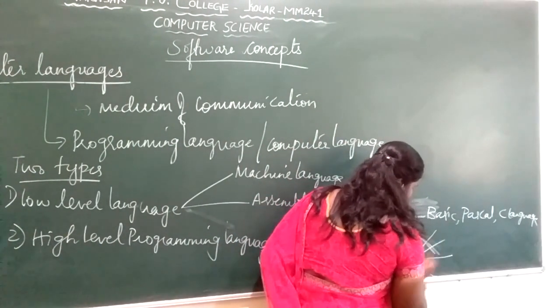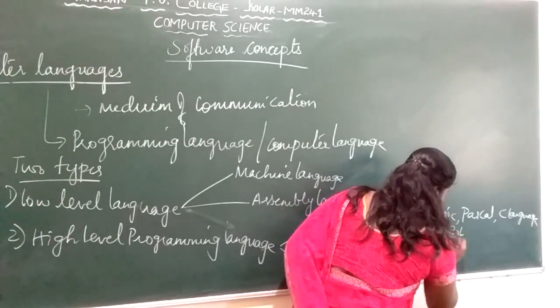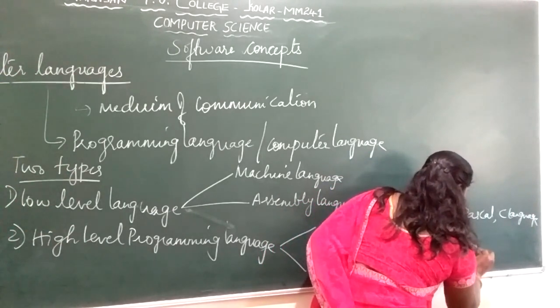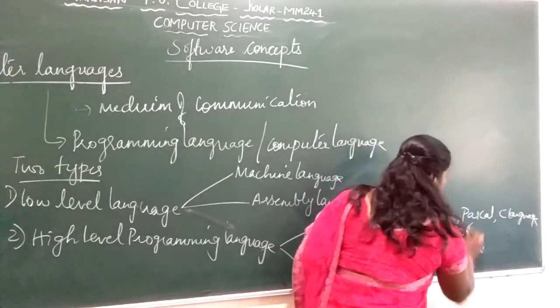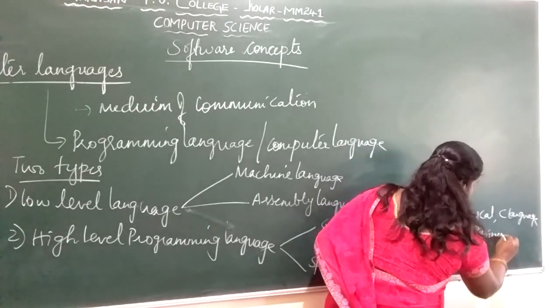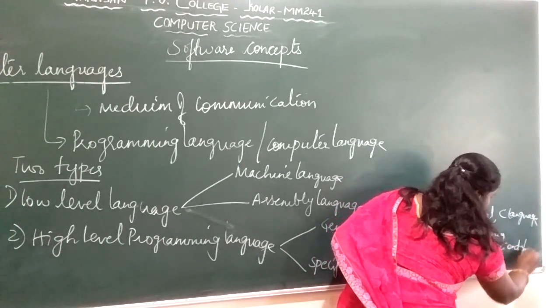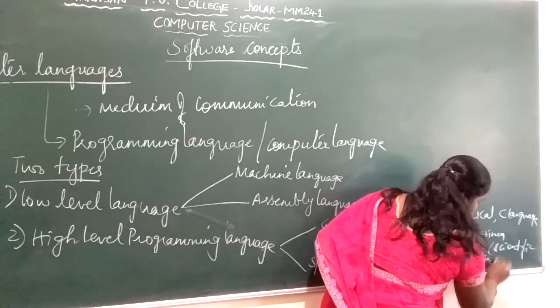The specific purpose languages are categorized into COBOL, Fortran, and next C++. COBOL is used specifically for business applications. Fortran is used for scientific applications. And C++ is object oriented programming.